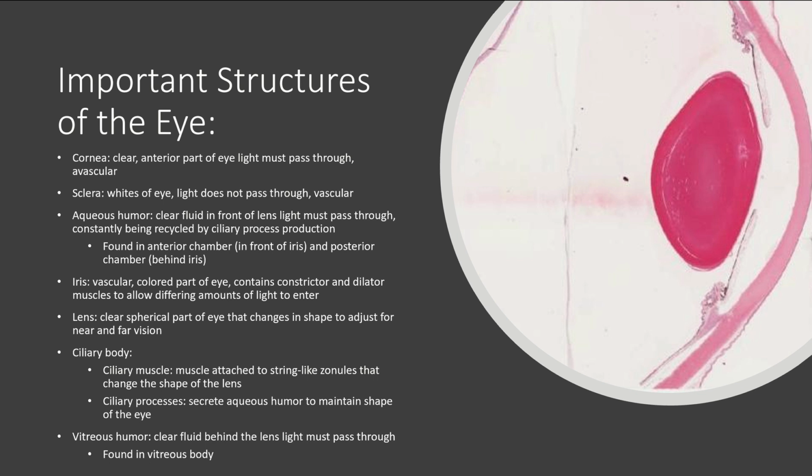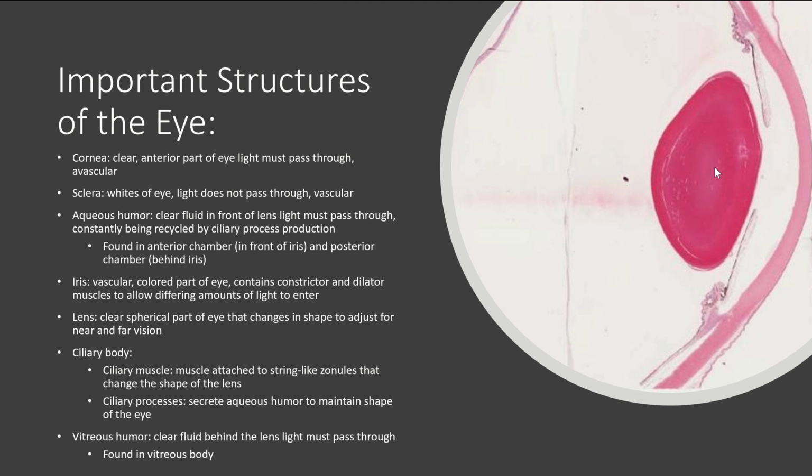Okay, so this is kind of a hefty slide, but we're going to go over the important structures of the eye. So first is the cornea, right? Remember we said that's one of the structures that light has to pass through to get to the retina. So this is the clear part of your eye, okay? If you look at your eye from the side, it is very clear, right? And that makes sense because light does have to pass through it to get to your retina. So that's the part in front of your iris, right? The colored part of your eye, and your pupil.